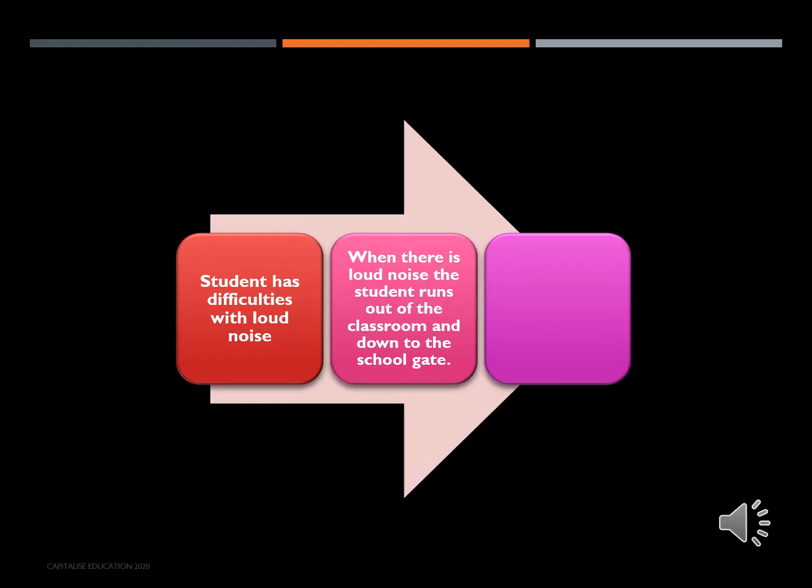The characteristic of our hypothetical student is that he has difficulties with loud noise. The functional impact is that when there is loud noise in the classroom, the student runs out of the room and down to the school gate.